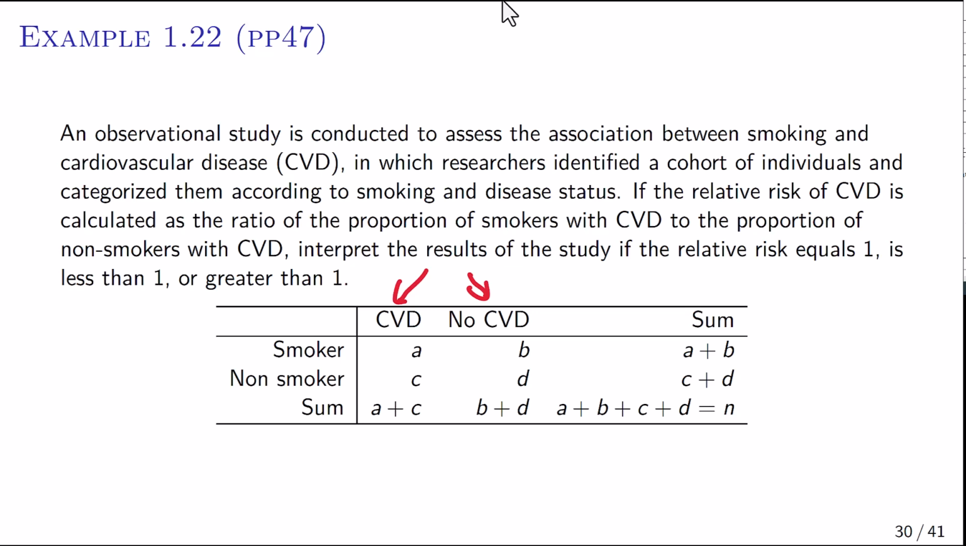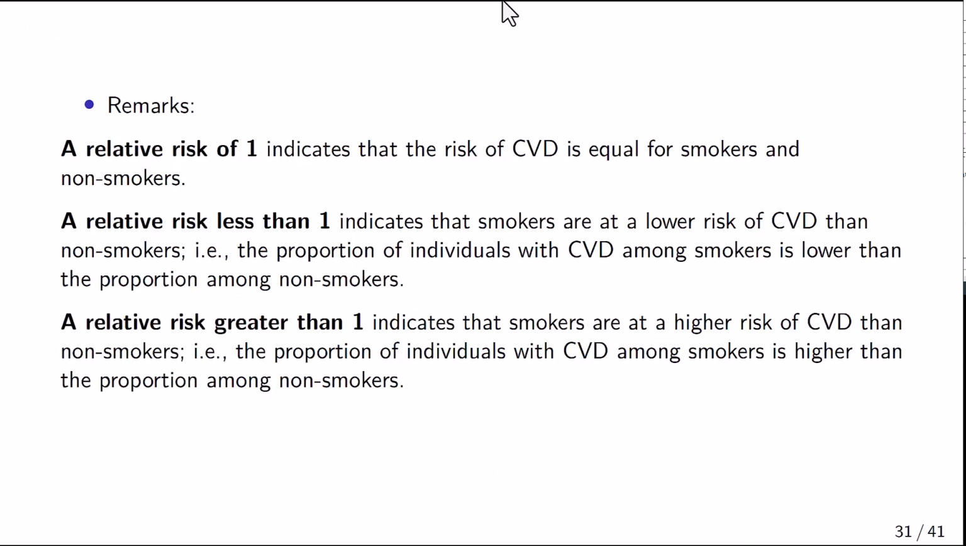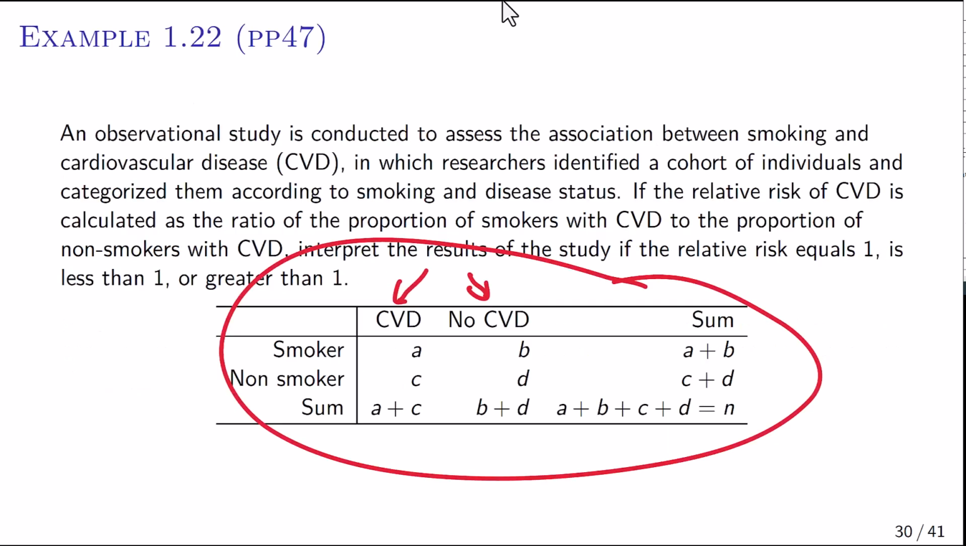Whenever we want to calculate this kind of relative risk, I would strongly recommend a table like this, okay? Just make a table by yourself, like this. But the relative risk indicates what? The risk of CVD is equal for smokers and non-smokers, right? If this one, relative risk is 1.